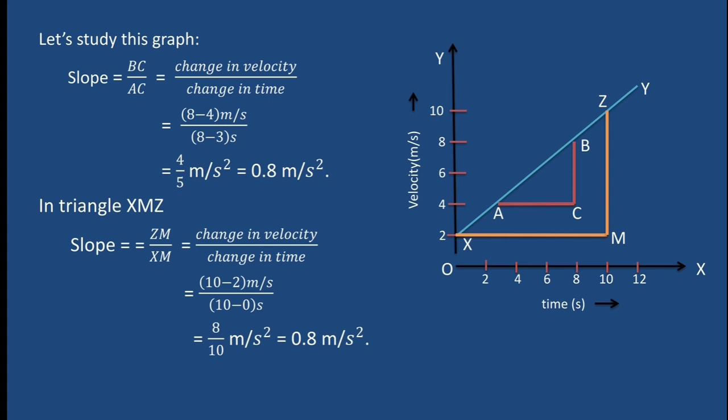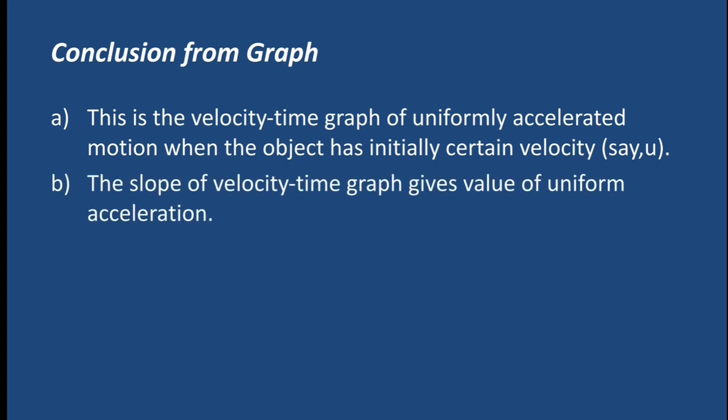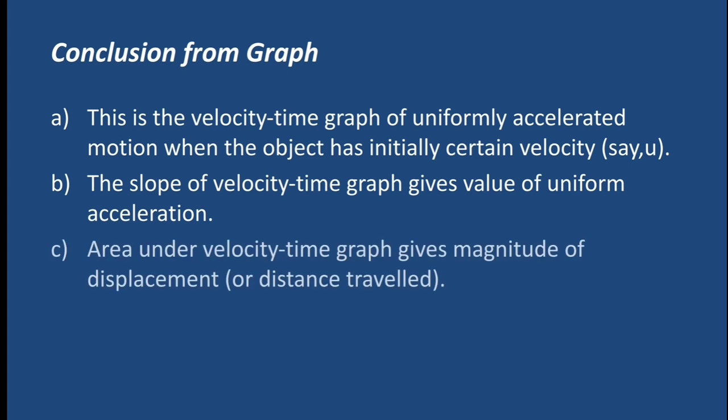And whenever an object is moving with a constant acceleration, there is a term called uniformly accelerated motion. It means that from this graph we conclude that this is the velocity time graph of uniformly accelerated motion when the object has initially a certain velocity. Second point, the slope of velocity time graph gives the value of uniform acceleration. And the third point is, we know from our previous class that the area under the velocity time graph gives the magnitude of displacement or distance traveled.